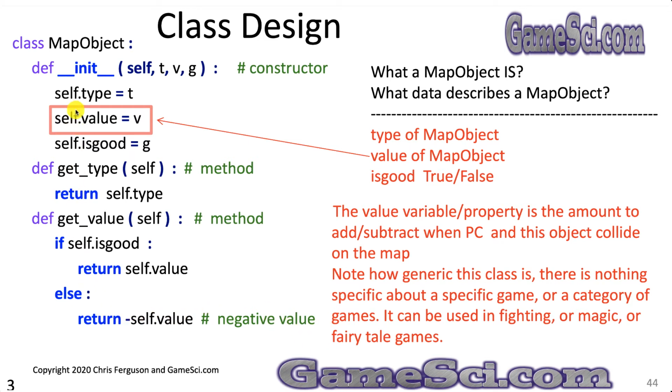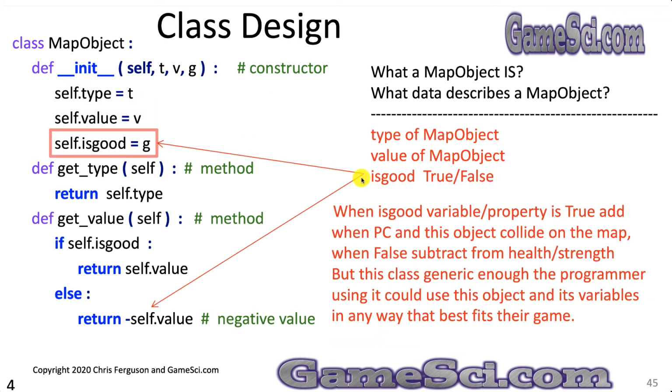What we don't want to see in our map object class is anything specific to the type of game we're playing. That will be provided as a parameter when we set the type. When the isGood variable/property is true, we will add when the PC and this object collide on the map. When it's false, we will subtract from the health or strength. When isGood is set to true, we will definitely want to pick this thing up. But this class is generic enough the programmer using it could use the object and its variables any way they want that best fits their game.